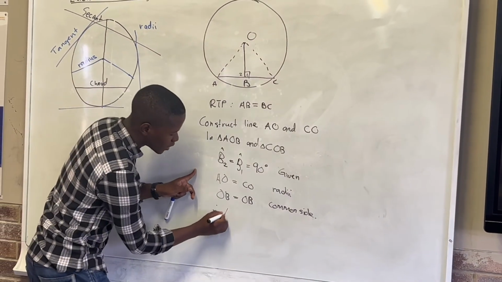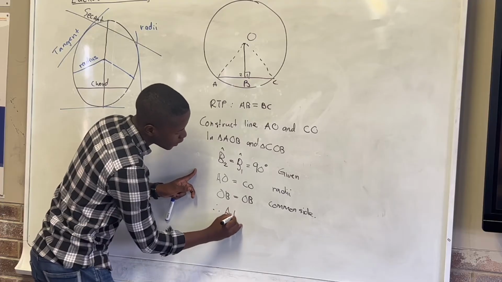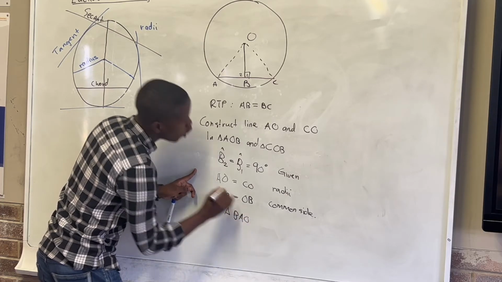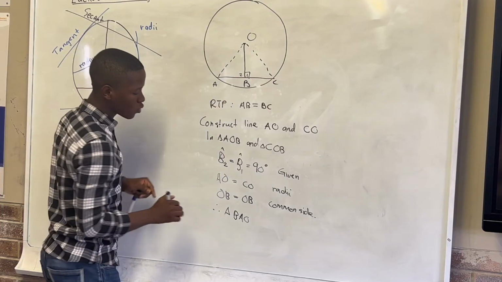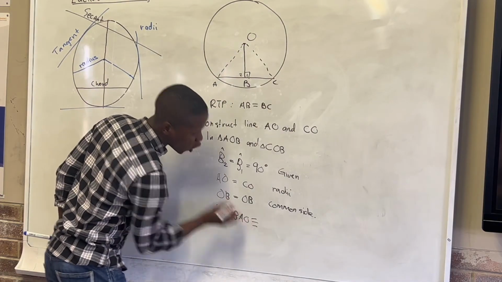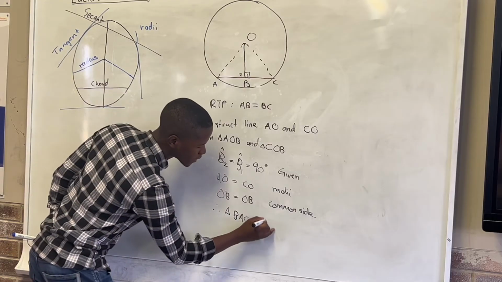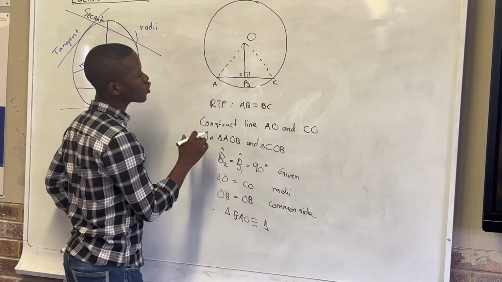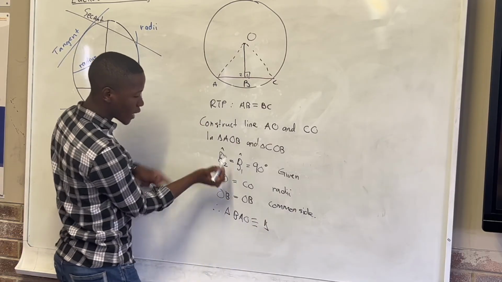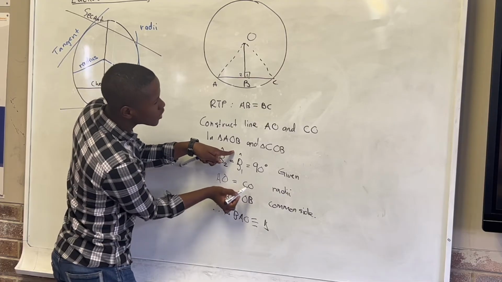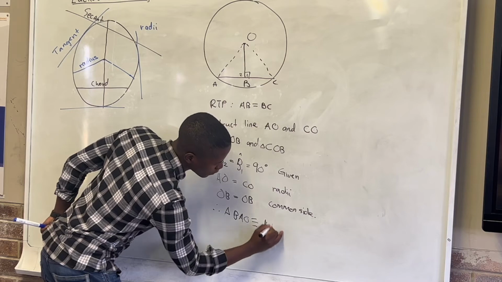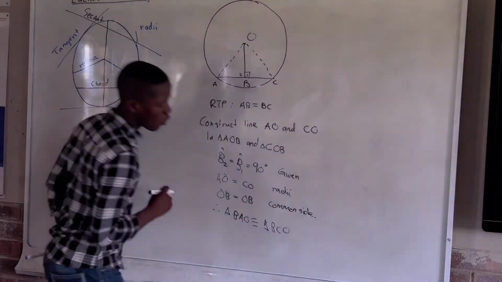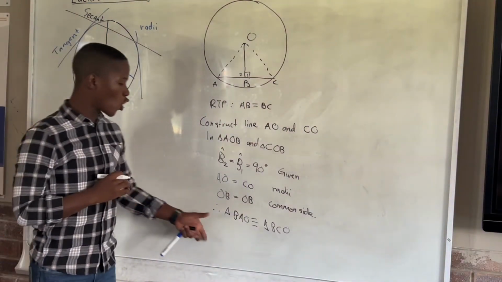So you are going to say, therefore triangle BAO is congruent to triangle what? We started with B, then C, then O. So it's triangle BCO. This is going to be congruent.